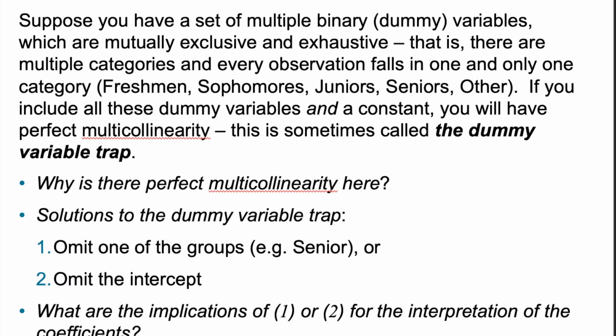If you include all of these dummy variables, FR, SO, J, SE, and O, then you will have perfect multicollinearity, and this is called the dummy variable trap.